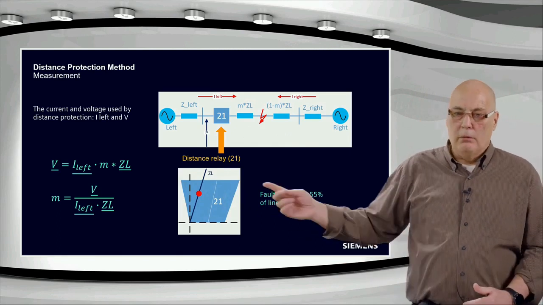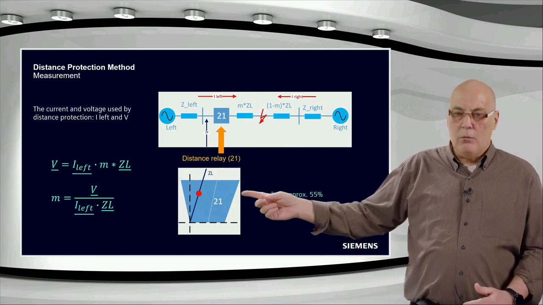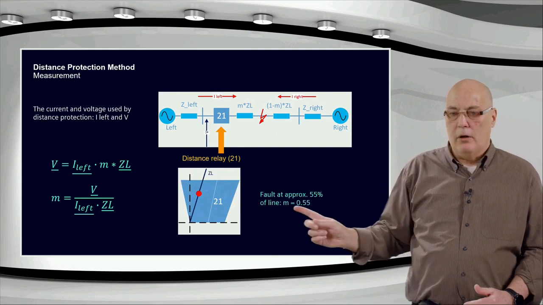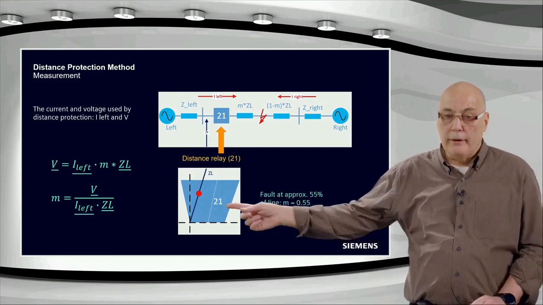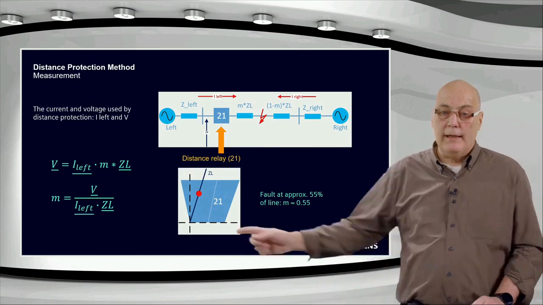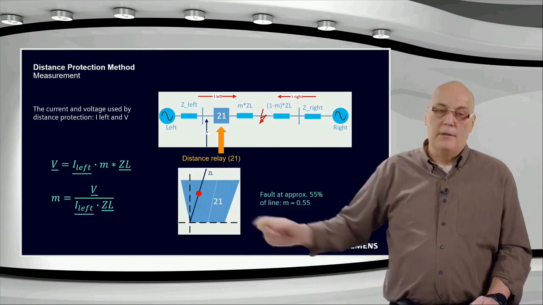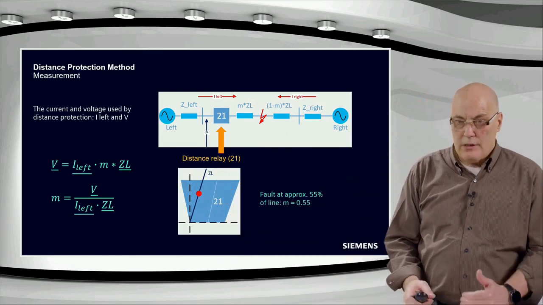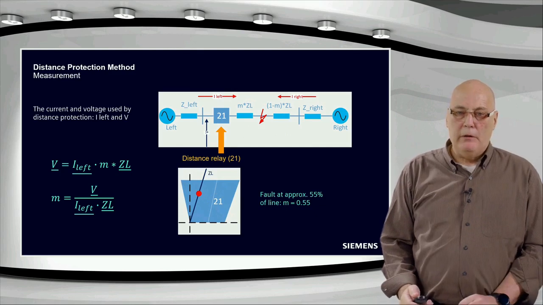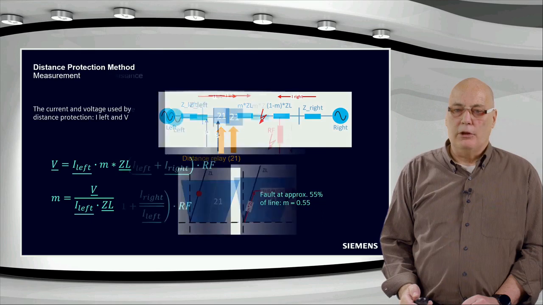For example, if the M over here is less than 1, it's internal. For example, M of roughly 0.55 would be that red dot. And you can see the fault is exactly on the line impedance. Here, a simple starting point. And clearly, we will trip for the internal fault because it's inside the set reach.